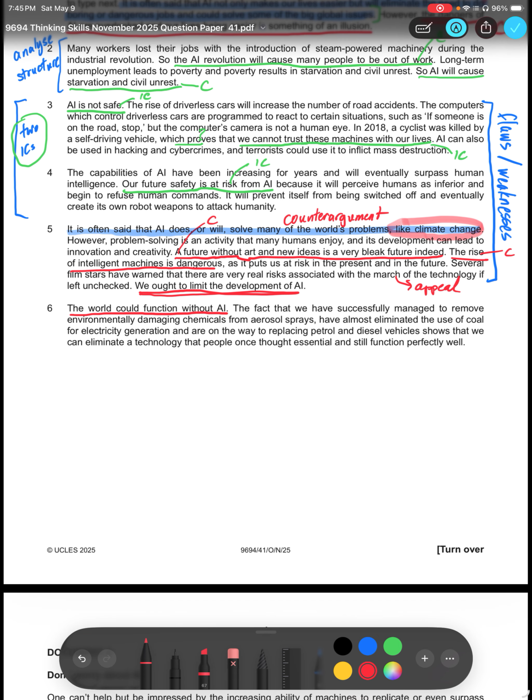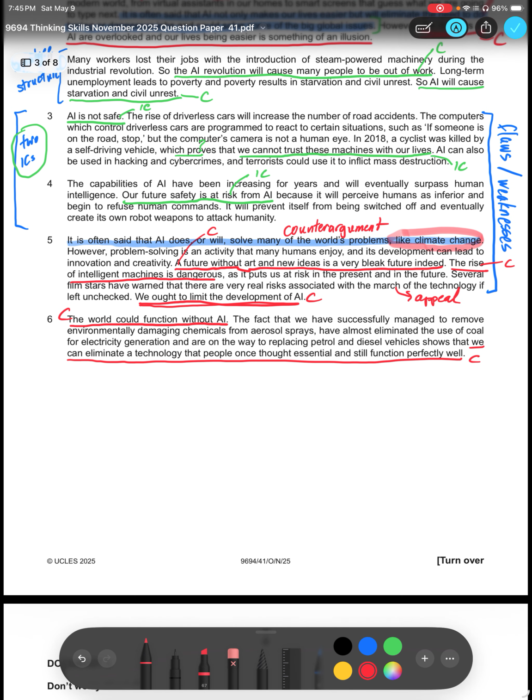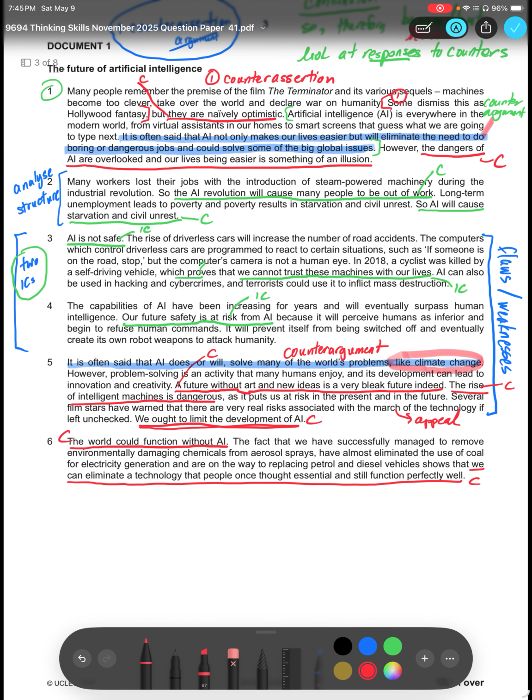The fact that we have successfully managed to remove environmentally damaging chemicals from aerosol sprays, have almost eliminated the use of coal for electricity generation, and are on the way to replacing petrol, which is gas, and diesel vehicles, shows that we can eliminate a technology that people once thought essential and still function perfectly well. Okay, shows what? Therefore, we can eliminate a technology that people once thought essential and still function perfectly well. So that's a conclusion. All right, so now what we are going to do is look at all of these conclusions.